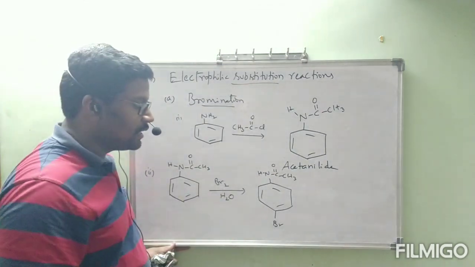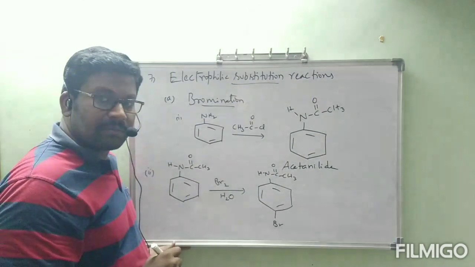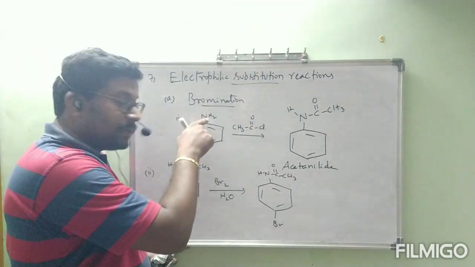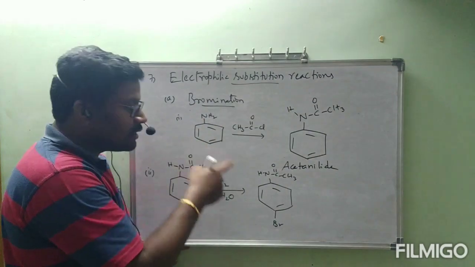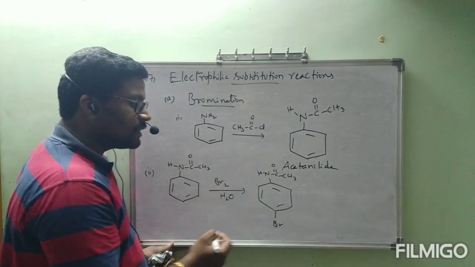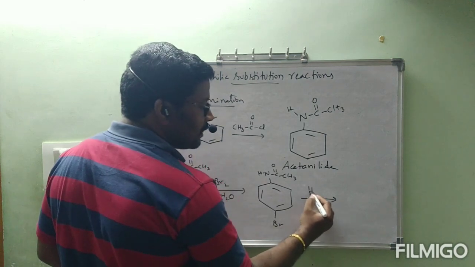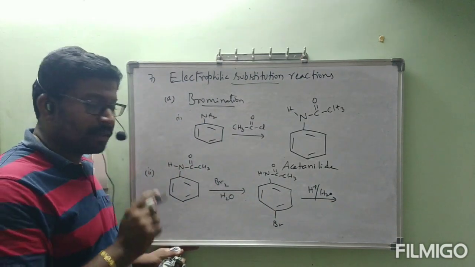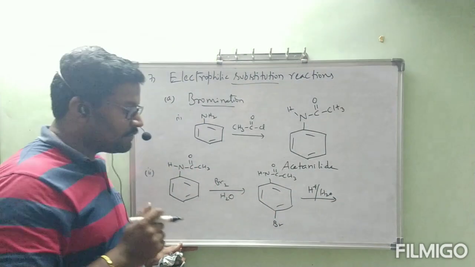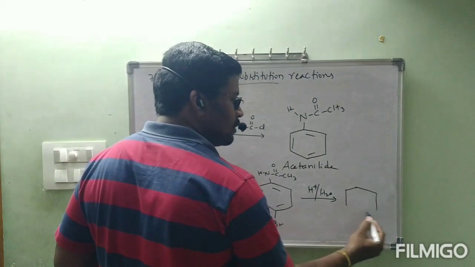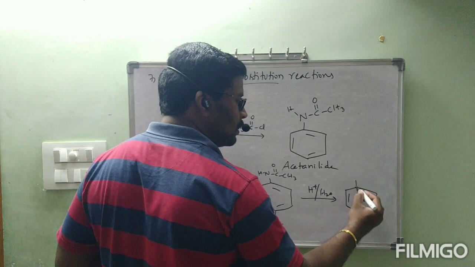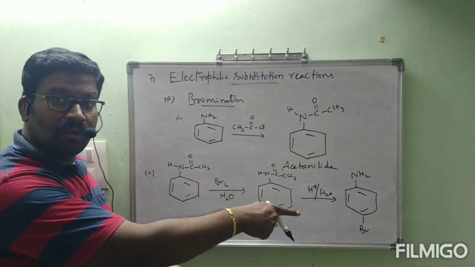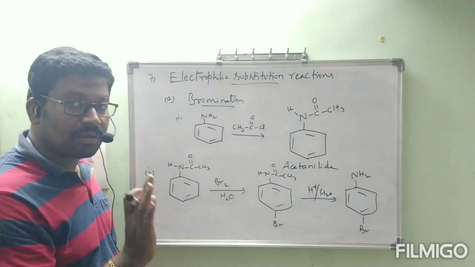Now this is not the required product, because we have to get NH2 only. We want to introduce Br into aniline. But we have COCH3, so we will simply convert this to the aniline group by H plus hydrolysis, acidic hydrolysis or basic hydrolysis. By that we will convert this substance again to NH2Br. This is the substance we want, only one bromo, not ortho and para positions.